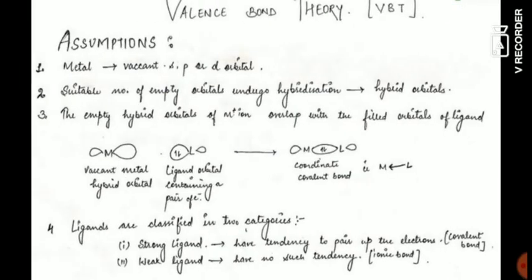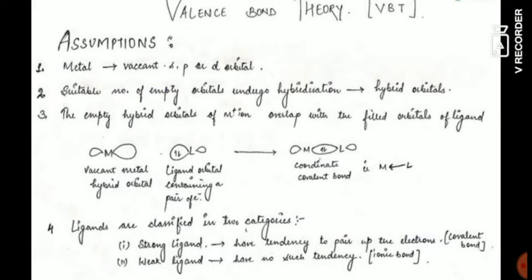Now we will discuss assumptions. Number 1, metal. Our first assumption is that the metal is vacant. It could be s, p or d orbital. In coordination compounds, we always discuss only transition metal ions or d orbitals. But here in valence bond theory, we can discuss s, p and d orbitals also.